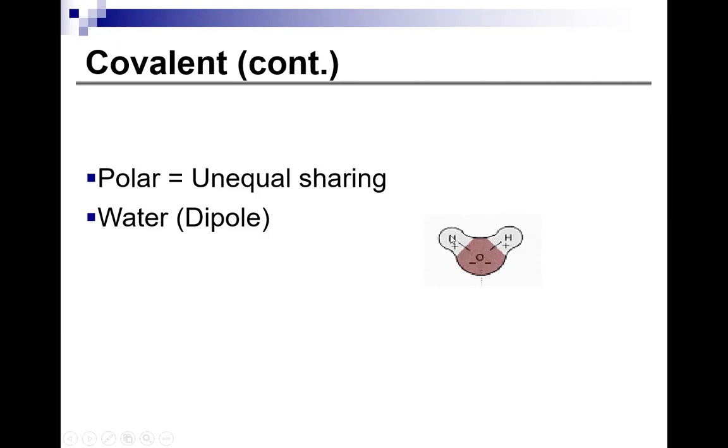And the poor little hydrogen that only had one electron to begin with, in this unequal sharing, is basically going to become positively charged. So this creates negative and positive regions in your molecule. So that's called a polar covalent bond.